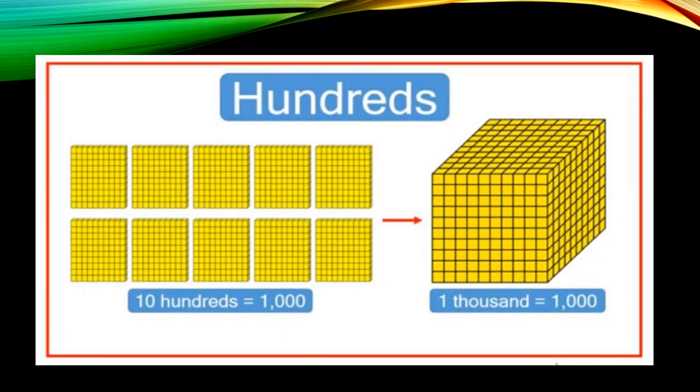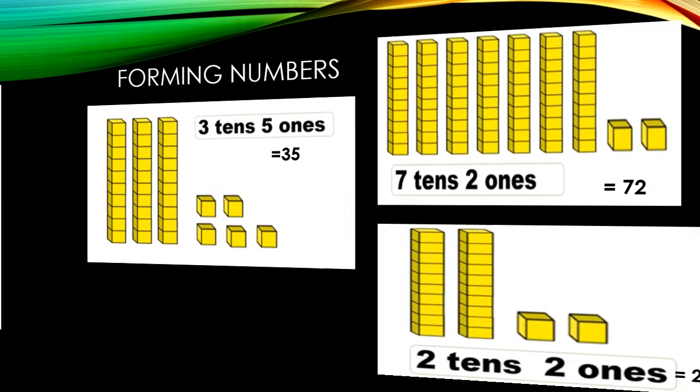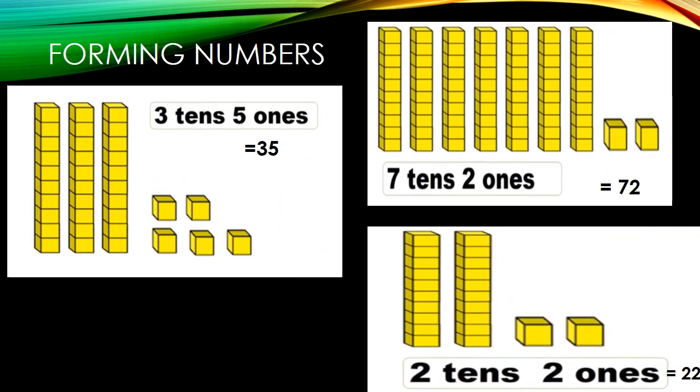In the same way, the blocks of hundreds, that is 10 hundreds makes 1000. I repeat, 10 hundreds makes 1000. Now let us learn forming numbers. Look into the picture, children.